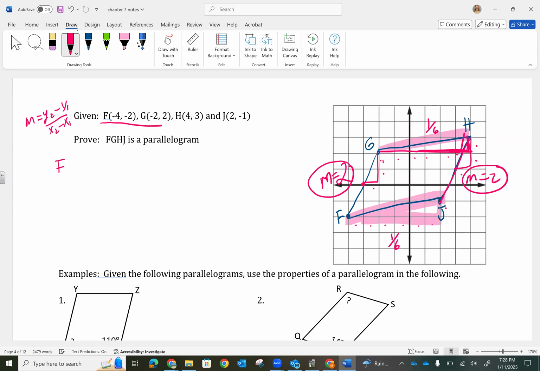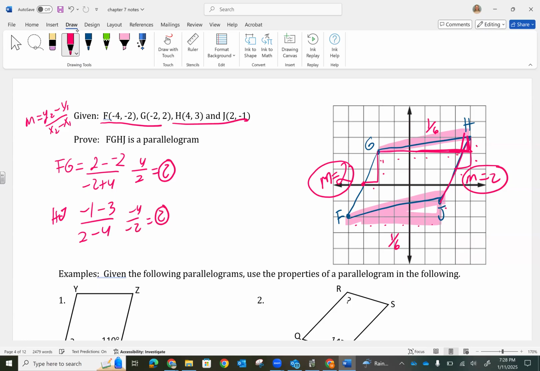And so I could say, oh, from F to G, my slope is 2 minus -2 over -2 plus 4. That's 4 over 2. That's equal to 2. You could do from H to J, -1 minus 3 over 2 minus 4, -4 over -2. That is just 2 as well.